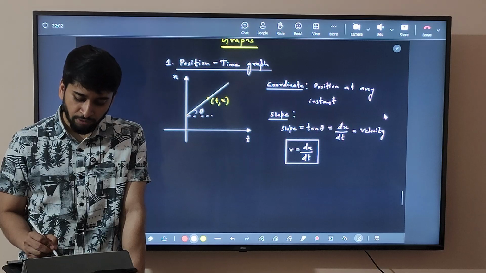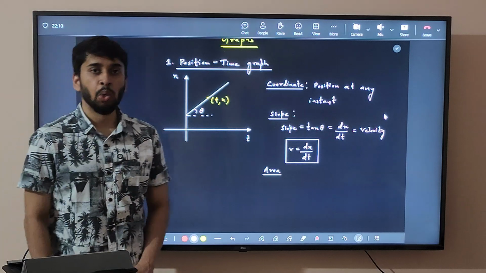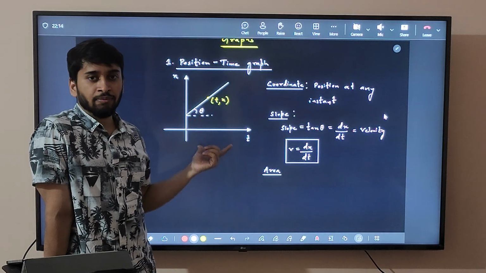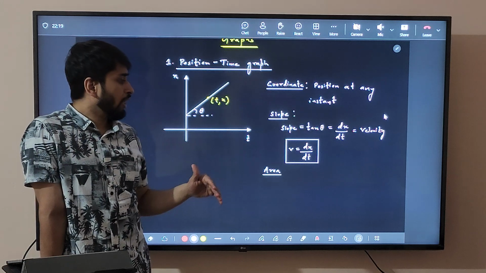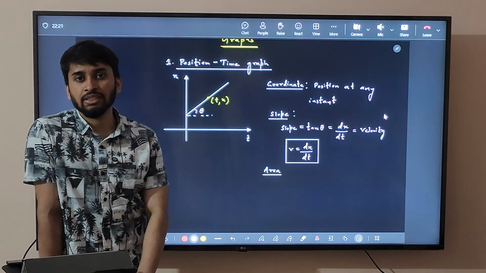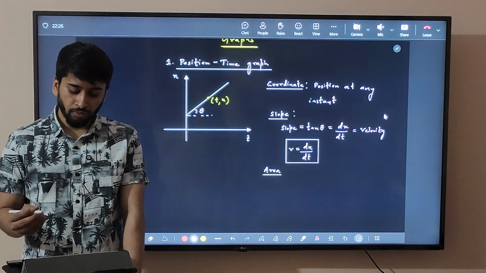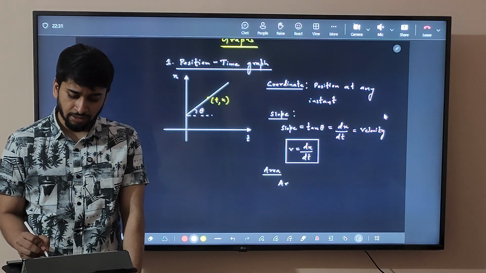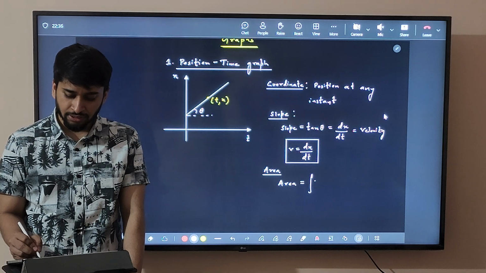Next one is area. What will the area under the position time graph give? If I find the area below the position time graph, what is that going to give us? Right. So we know that integration gives us area. So if we integrate, we'll get the area. That will be the integration of x dt.